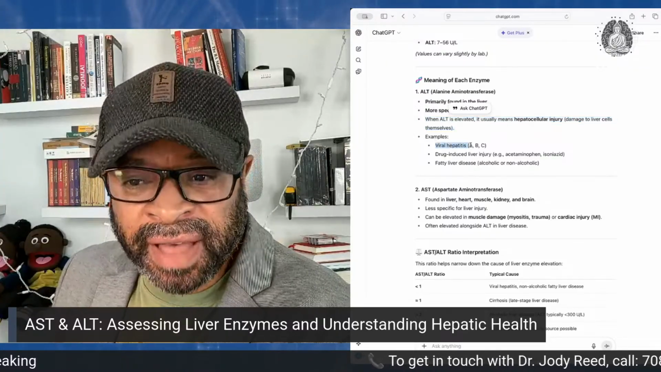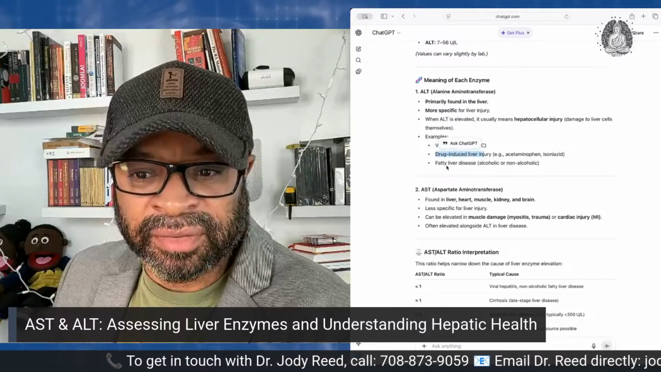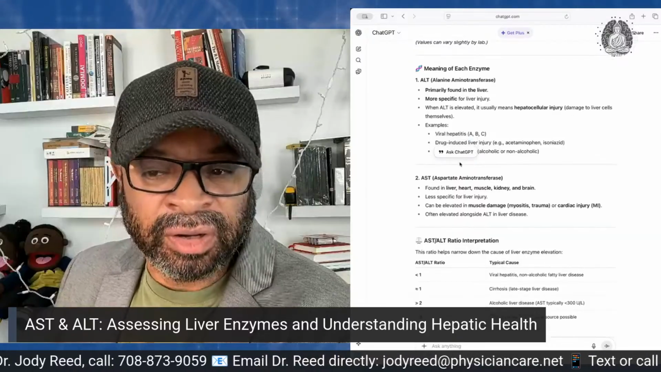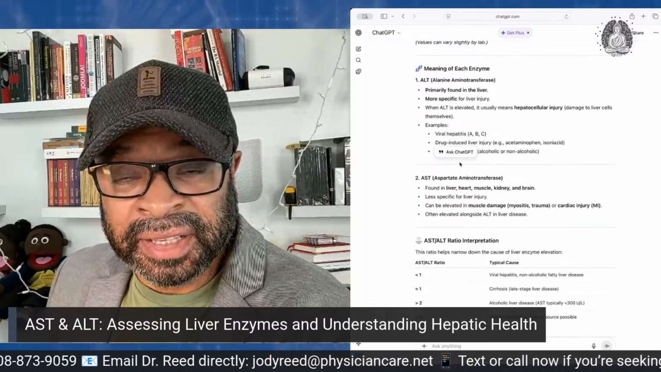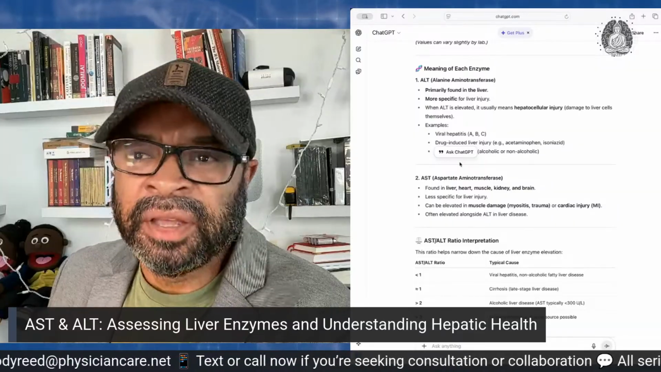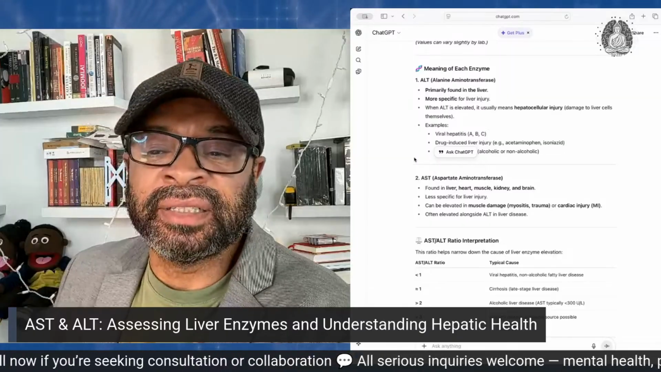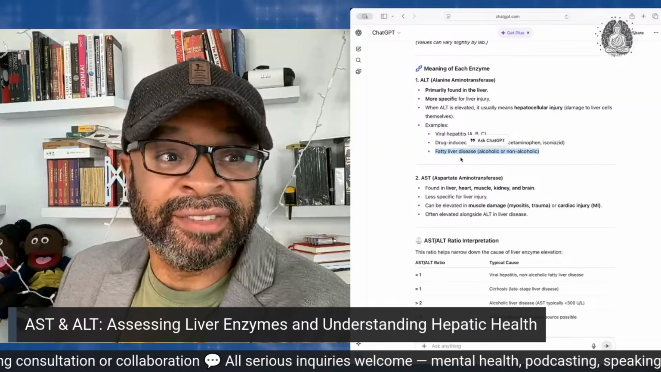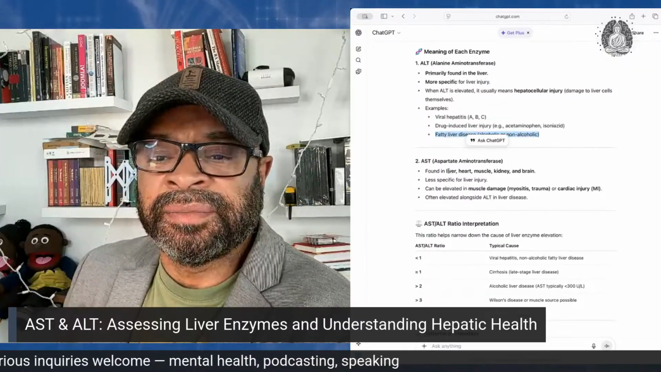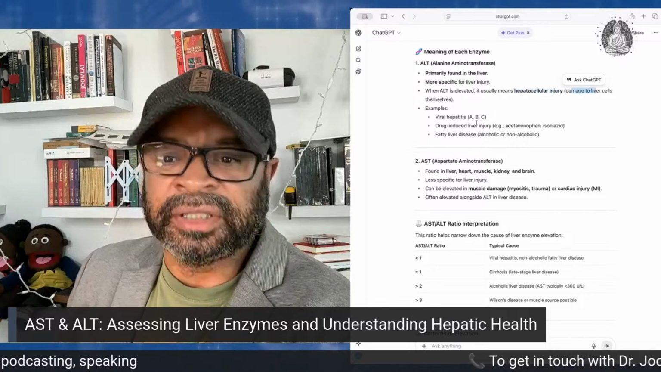For example, viral hepatitis, drug-induced damage, and fatty liver disease, such as alcoholic steatosis. Excessive alcohol intake causes malfunctioning in fat metabolism. As a result, you get a buildup of fatty deposits, causing steatosis and fatty liver disease. So this ALT is hepatocellular, the liver damaged cell.